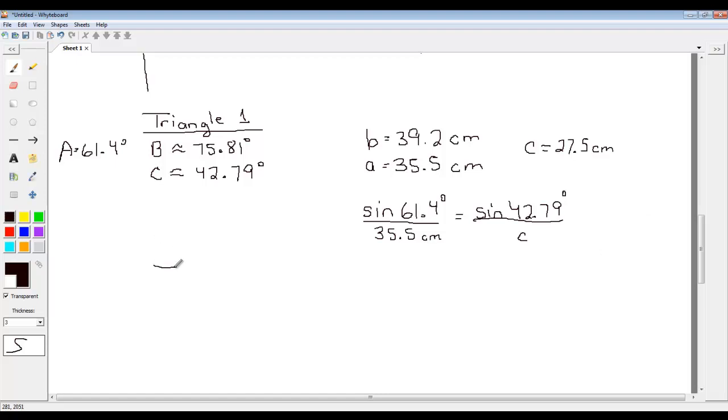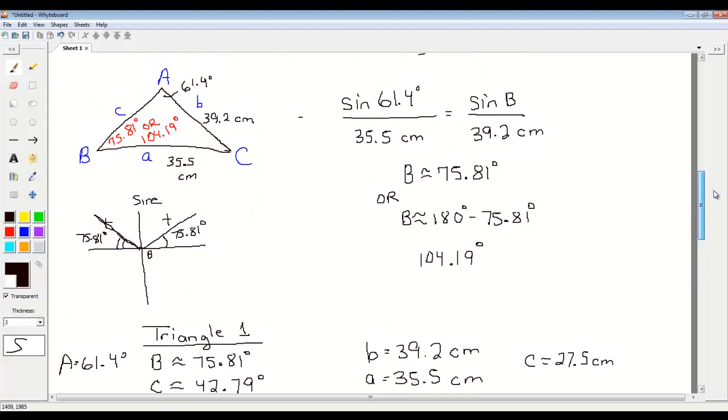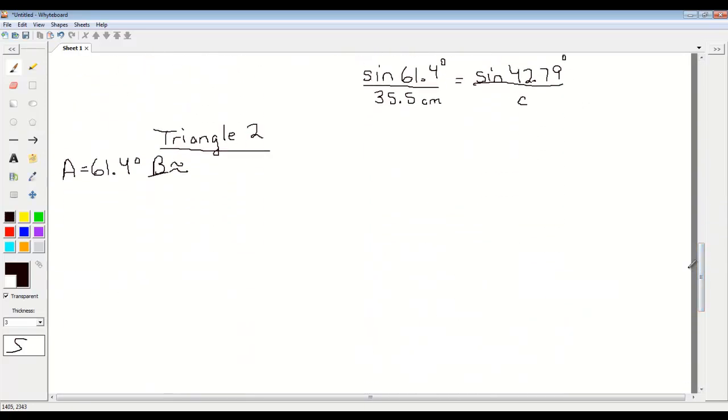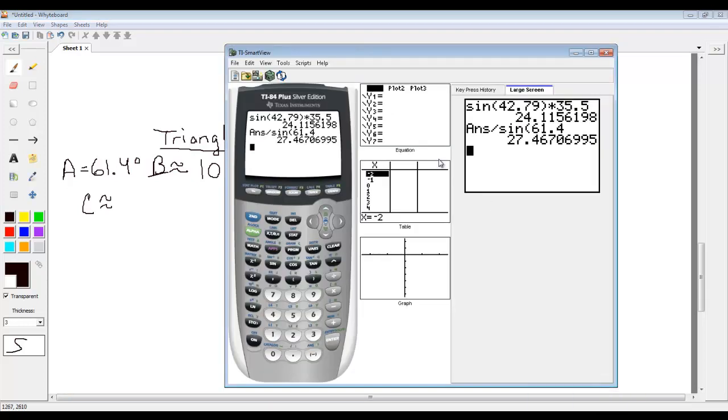Okay, and then triangle 2. A is 61.4 degrees, and then we found that B could be 104.19 degrees. So in that case, C, subtract those two from 180.